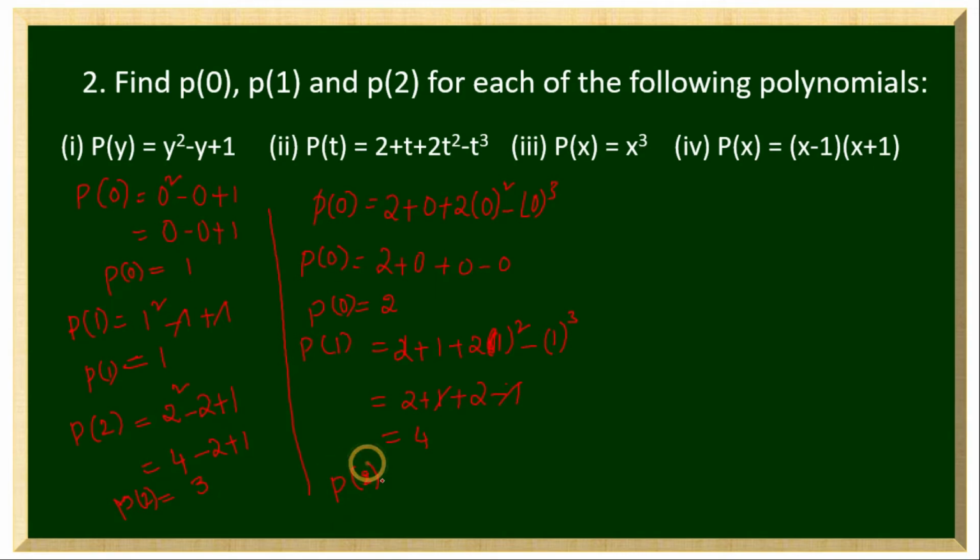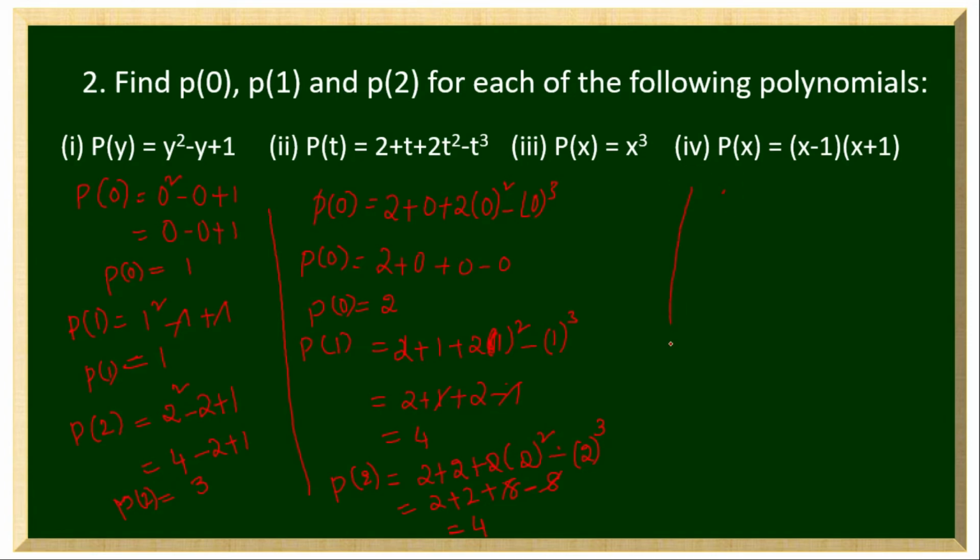p of 2. In the place of t we have to substitute 2. 2 plus 2 plus 2 into 2 square minus 2 whole cube. That means 2 plus 2, 4. 2 plus 2 plus 2 square value 4, 4 into 2, 8. Minus 2 cube value is 8. Plus 8 minus 8 will get cancelled. The value of this polynomial at t equal to 2 is 4. Right? In the same way we can find the third one.